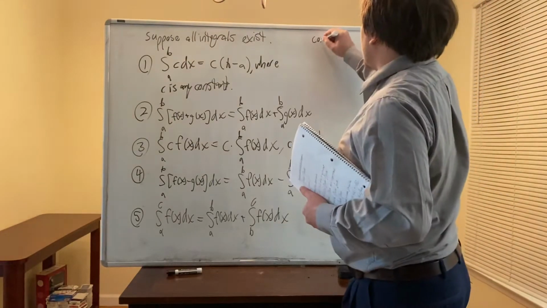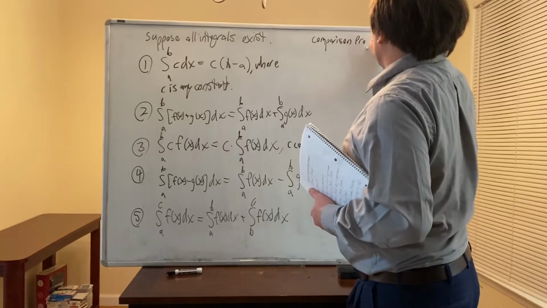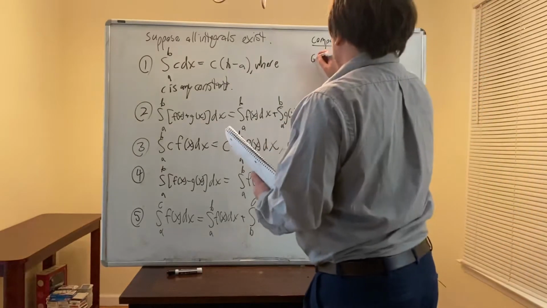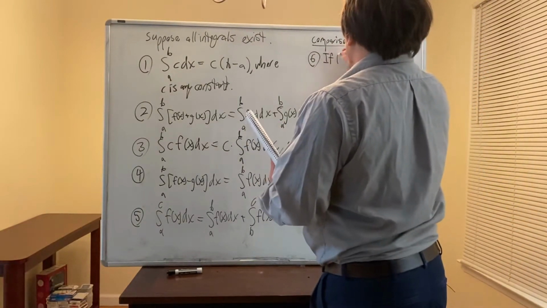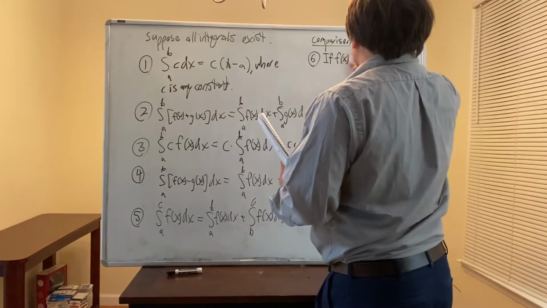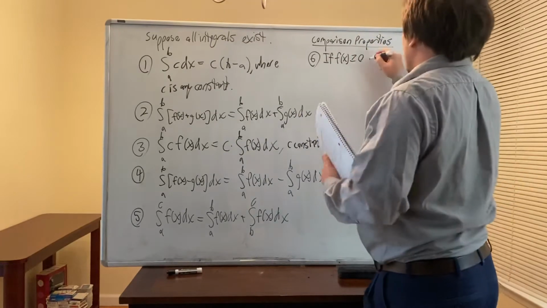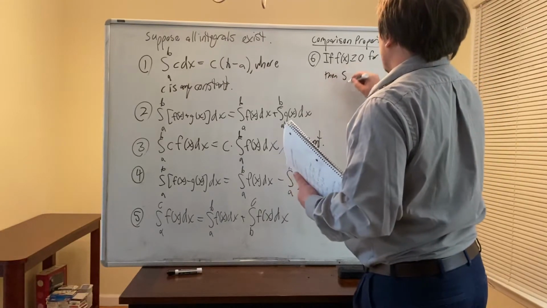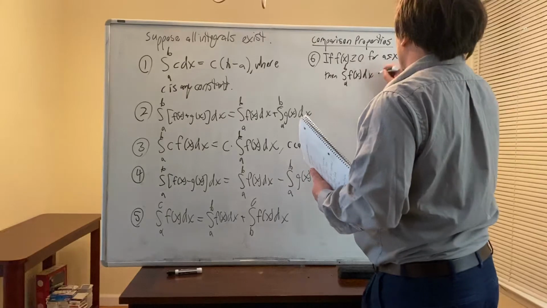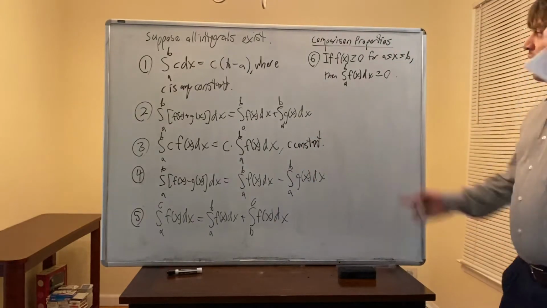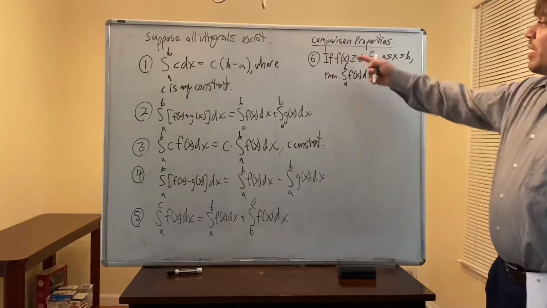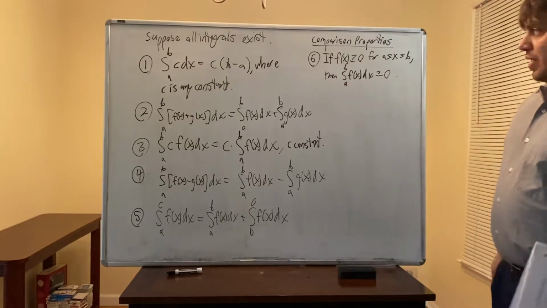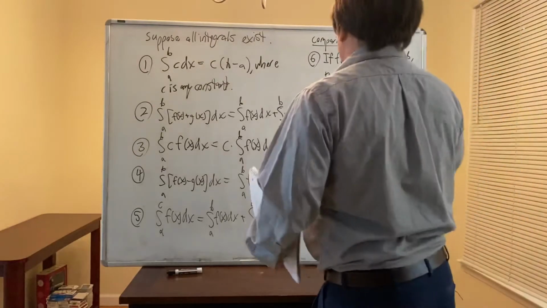I'm going to put the comparison properties of the definite integral. Comparison properties of the integral. So this is going to be property 6 in this list. If f of x is greater than or equal to 0 for a less than or equal to x less than or equal to b, then the definite integral from a to b of f of x dx is greater than or equal to 0. Okay, so if you have a non-negative function, non-negative means greater than or equal to 0. If you have a non-negative function, little f, on this interval, then when you integrate over that interval of f, you get a non-negative number. The definite integral is greater than or equal to 0.